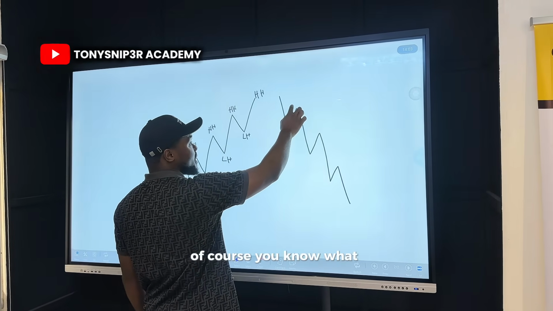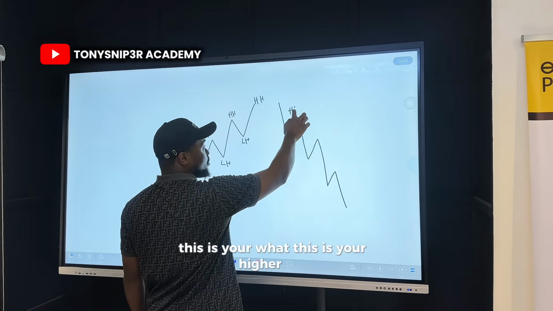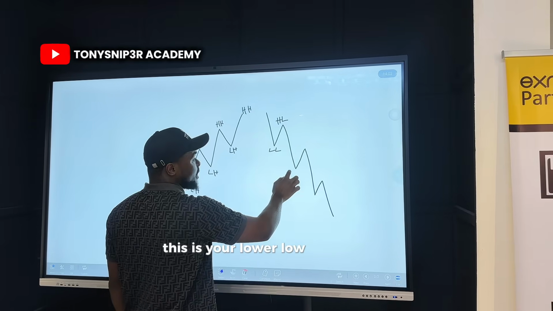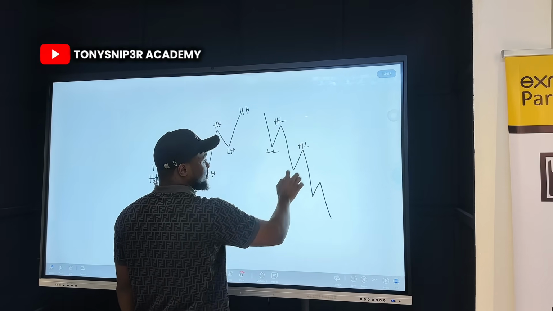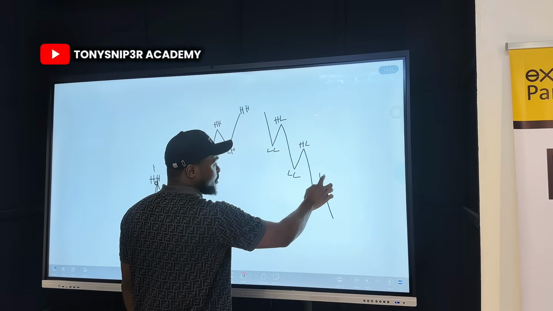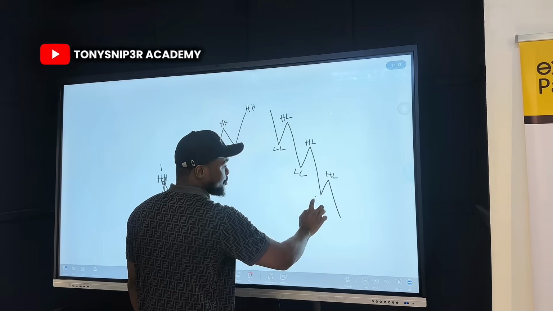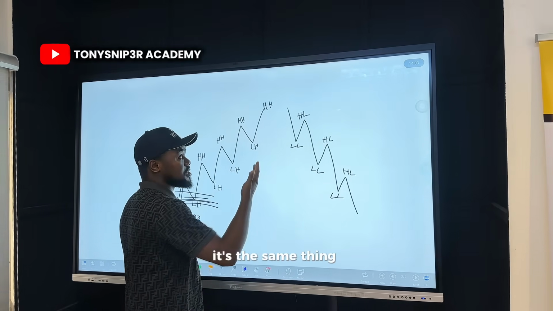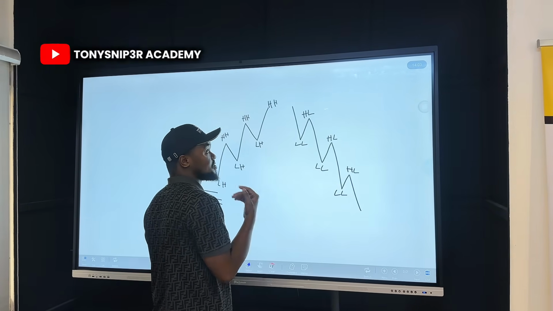Of course, we know what? This is your what? This is your higher low. This is your lower low. This is your higher low. This is your lower low. Your higher low. Your lower low. Okay? Same thing applies to the sell trend.